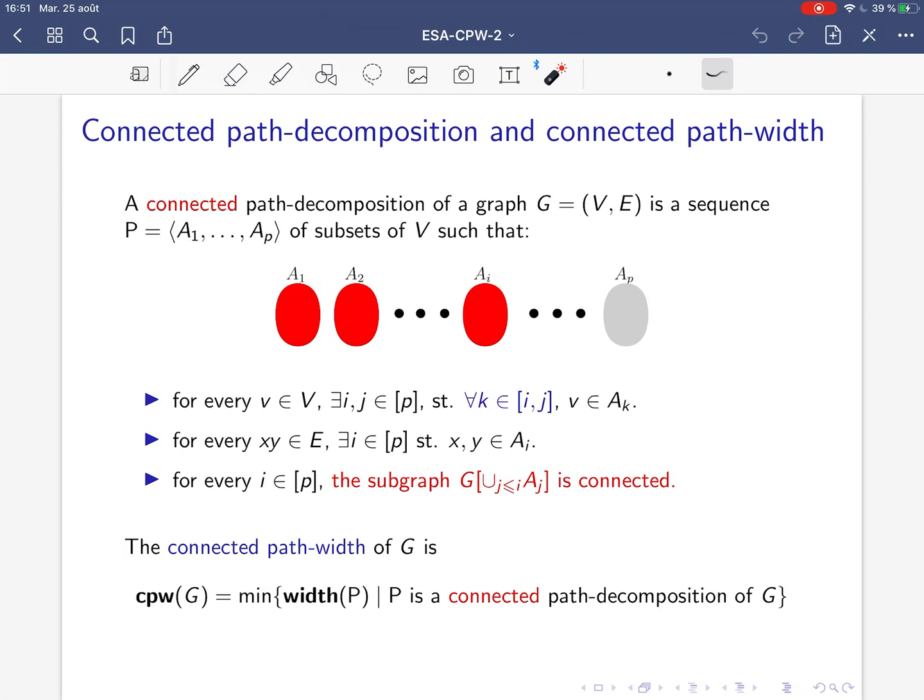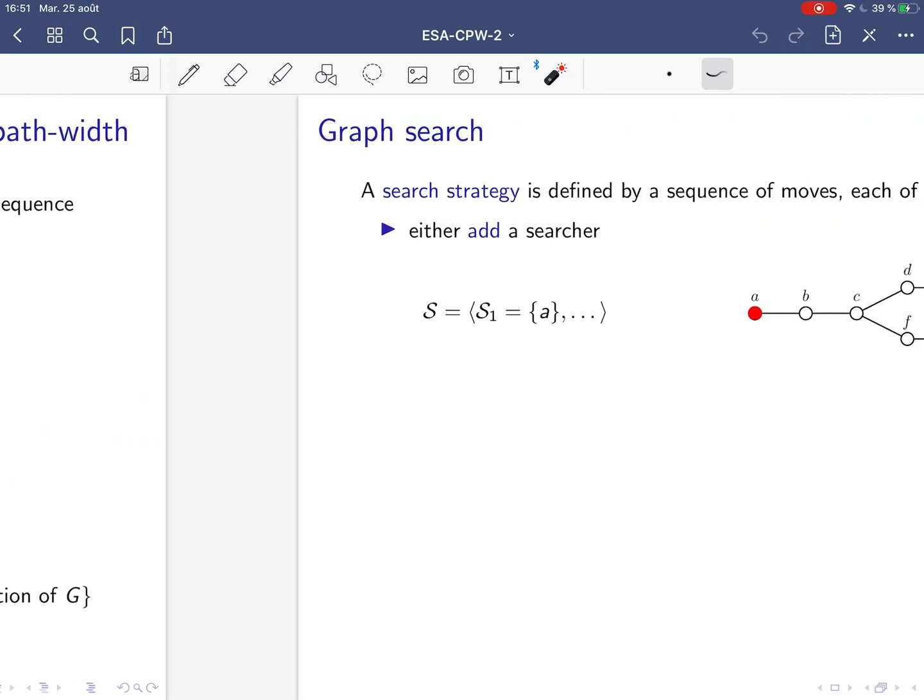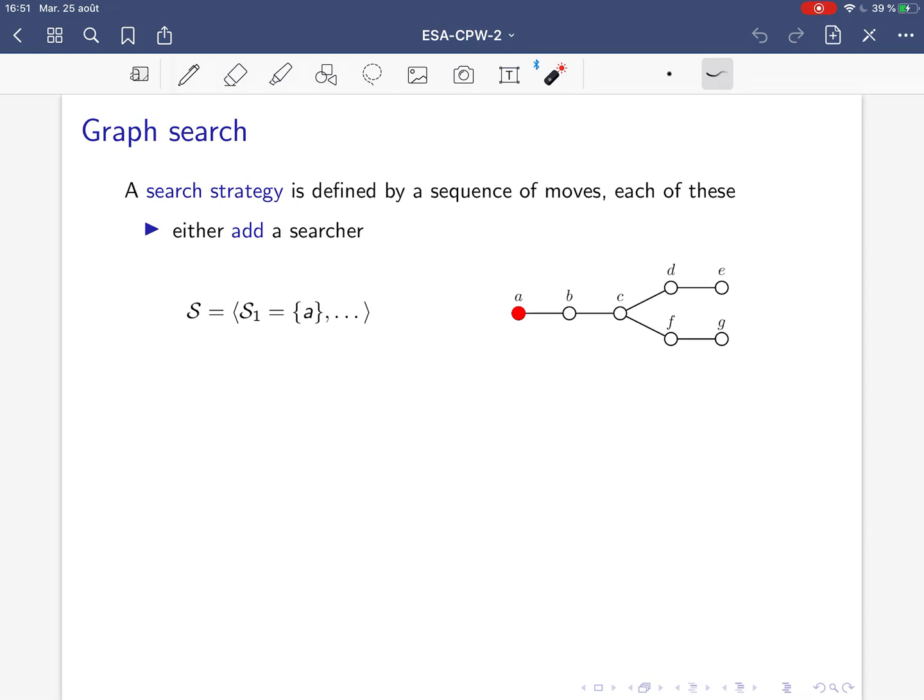To motivate the study of connected path decomposition and connected path width, we have to discuss a bit about graph searching. A search strategy consists in placing some searchers on a graph and removing searchers from the graph in order to capture a robber. So a search strategy is defined as a sequence of moves.